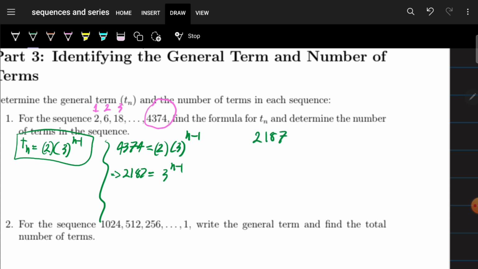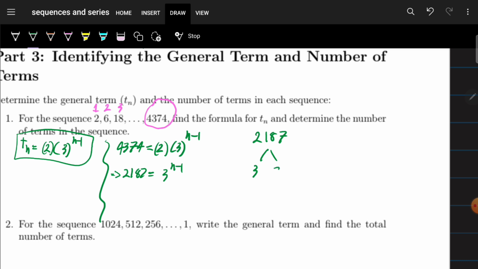So 2187. Let's see if this is divisible by 3. The way you check divisibility by 3 is if we add all the digits here. So let's see, what is the sum of all the digits here? 8 and 7, that's 15. 15 and 2, 17. 17 and 1, 18. And if the resulting number, 18, is divisible by 3, which it is, then the original number will also be divisible by 3. Okay, so we know that this number is divisible by 3. I'm going to divide this by 3 and see what I get.